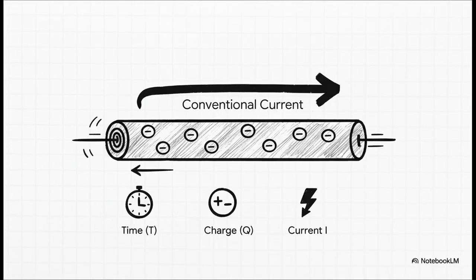So let's break that down. I is for current, and we measure that in amperes, or amps. Q is our charge in coulombs, and T is time in seconds. But get this, there's a weird but super important historical thing you gotta know. We define the direction of current as the flow of positive charge, but it's actually the negative electrons that are moving. So conventional current always points in the opposite direction of where the electrons are actually going.